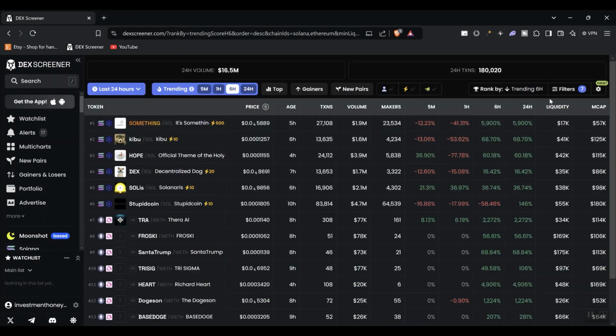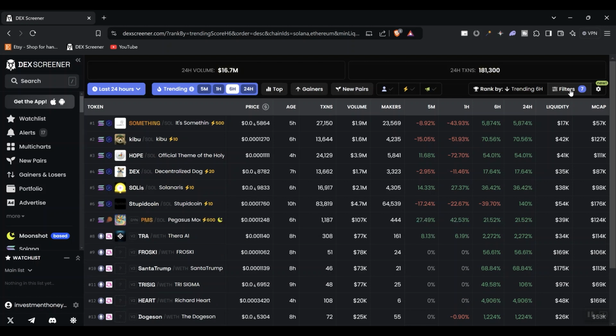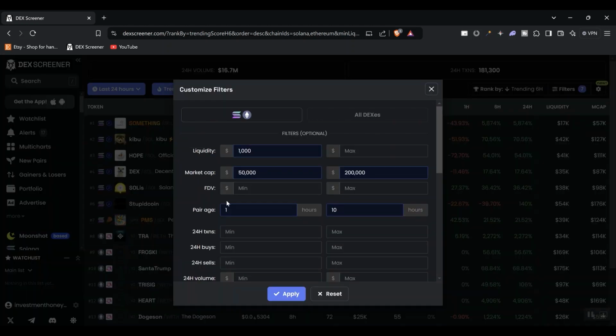So let's go ahead and I think we're going to revisit the filters. Keep in mind, I've said this before in another video, that just because we set some filters and don't really come up with anything, then what do you do? You go ahead and reset your filters. You put in some different filters. So we already tried this with the 1 hour to 10 hours, and we're really not seeing anything. This is both for Solana and ETH.